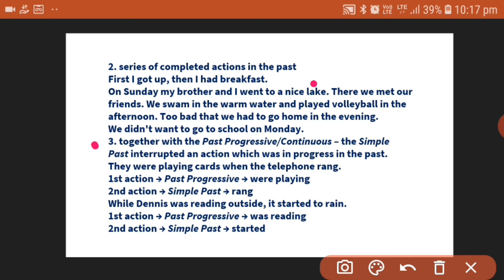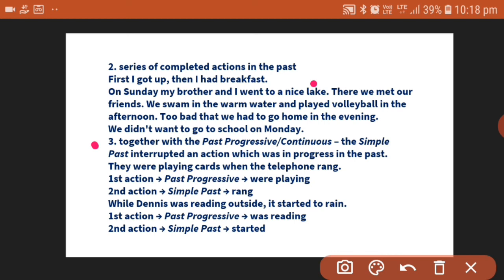Together with the past progressive or continuous tense, the simple past interrupted an action which was in progress in the past. In other words, students, you can say that when two actions of the past were happening simultaneously, and one is completed while the second was continuing at the time of the first action's completion, in that sentence we should use past indefinite tense for the action which was completed first.